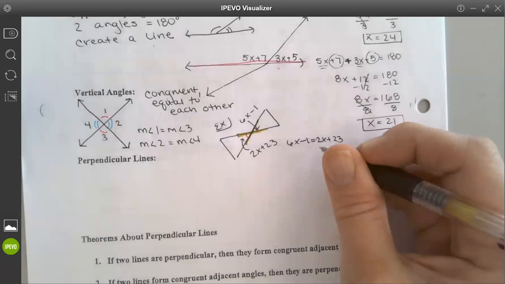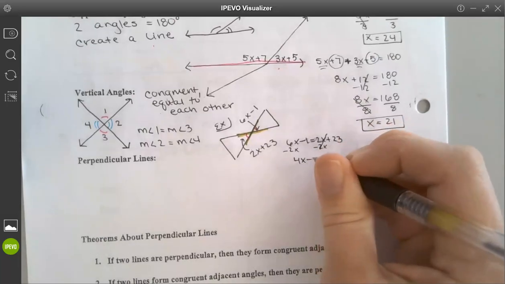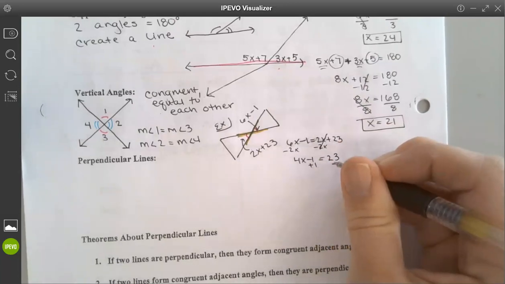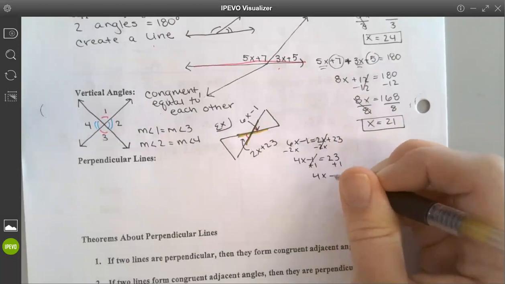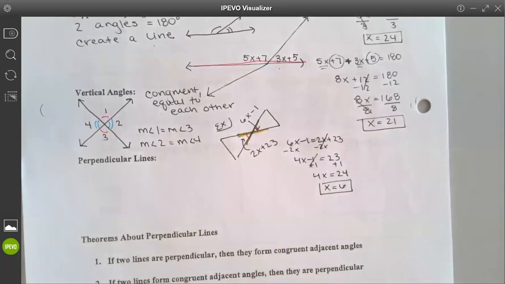And then we would solve from there. So I subtract 2x. And 4x minus 1 equals 23. Add 1. So x equals 6. Okay, so different looking diagram, different relationship.